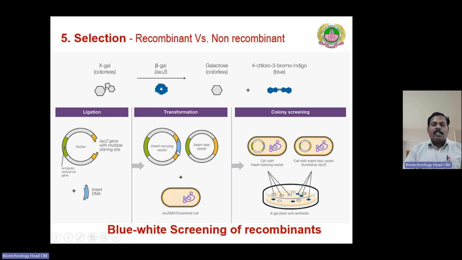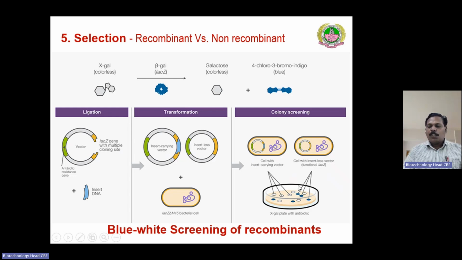But if the foreign DNA is inserted into the lac-Z region, I told you that makes the lac-Z gene inactive due to insertion. The phenomenon is referred to as insertional inactivation. That makes the lac-Z inactive, so the beta-galactosidase is not produced, meaning that because of absence of beta-galactosidase activity, the colorless substrate remains as such without conversion into a blue-colored product.